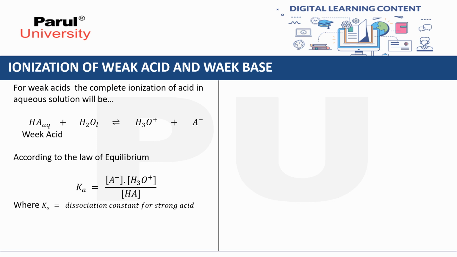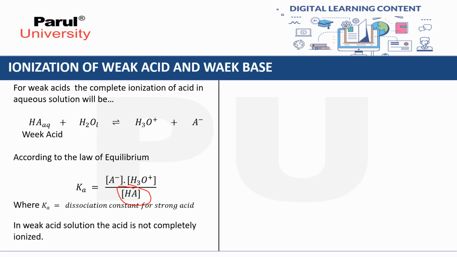Here we are considering the concentration of this reactant also, because it is a weak acid, so hardly or feebly a small amount of ions are dissociated. Therefore, Ka is equal to the dissociation constant of weak acid.